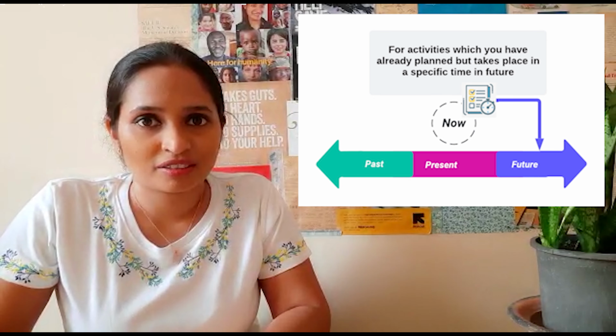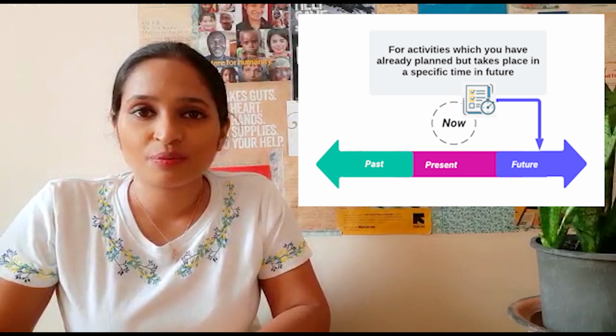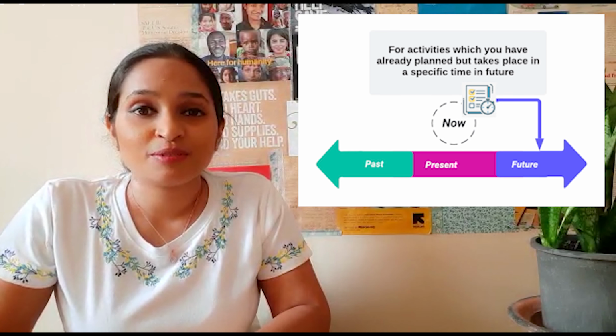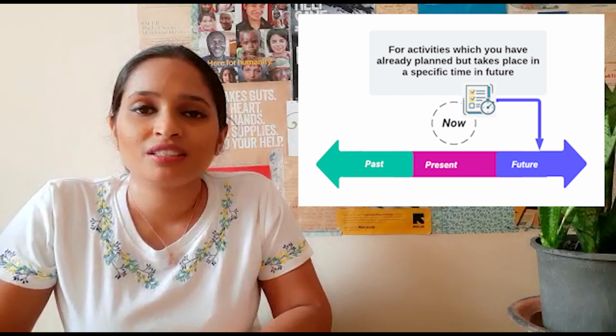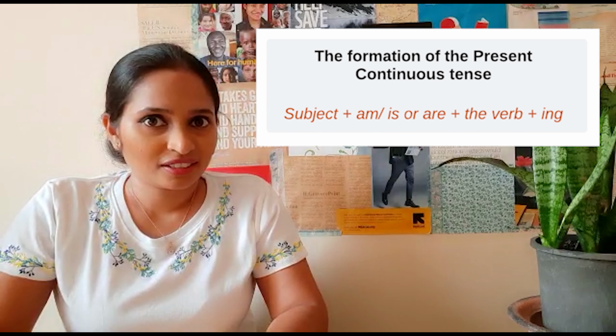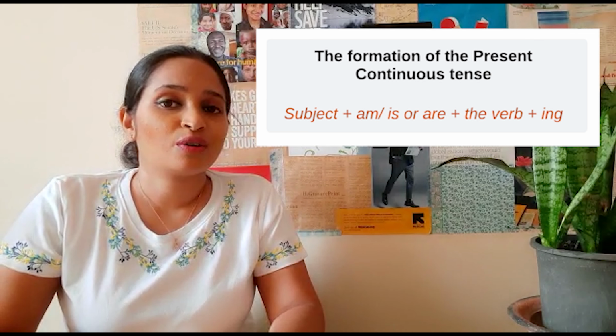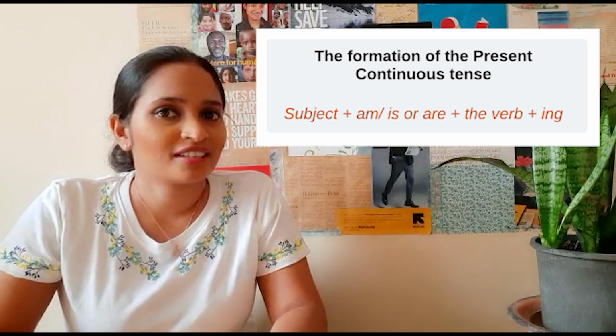So you can use the present continuous tense for planned activities that take place in a specific time in future. So you already know the tense formation of the continuous aspect. In the present continuous tense, the formation is the subject plus am, is, or are plus the verb plus ing. I am going to the supermarket.